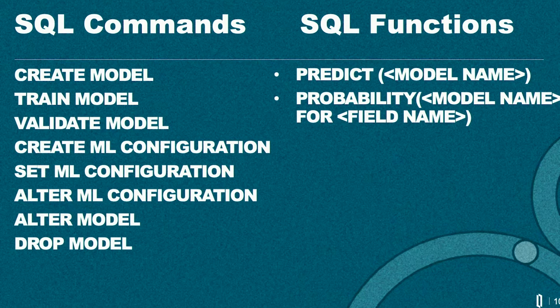We also have alter model, drop model, etc., which we will not be going into in the demonstration. And then we've got a couple of SQL functions. These are extensions that you would also use in your SQL syntax, and you would say predict for a particular model, or give the probability for that particular model for a particular field in that table, if you want to call it that.